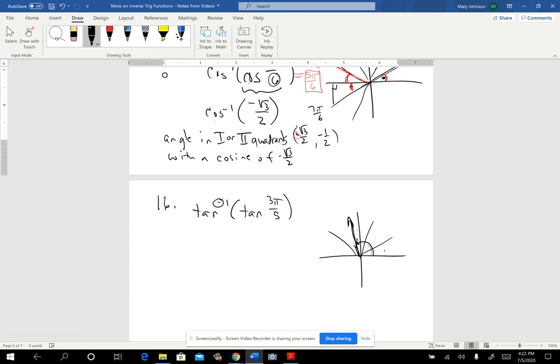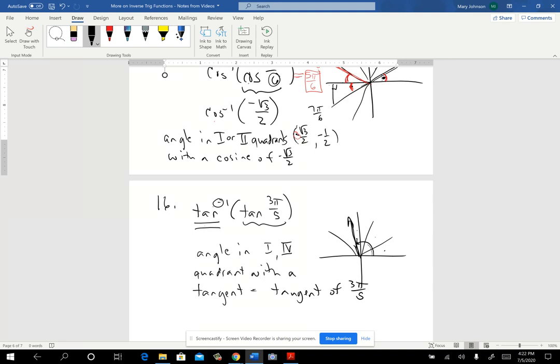Okay, here's the deal. I don't really need to figure out the answer to that. I just need to know tan inverse of that. Here's what you should be thinking. Tan inverse should be the angle in, and remember it's the first or the fourth quadrant, with a tangent equaling the tangent of 3 pi over 5.